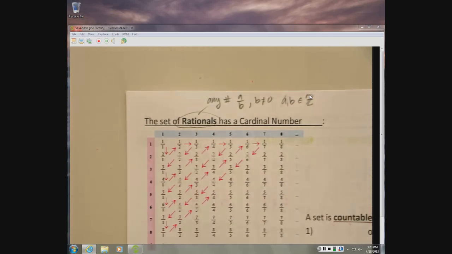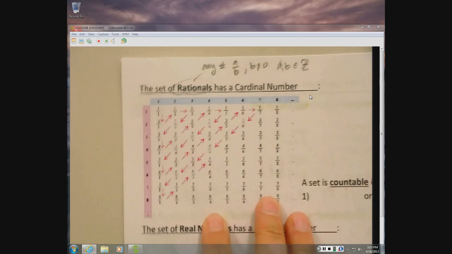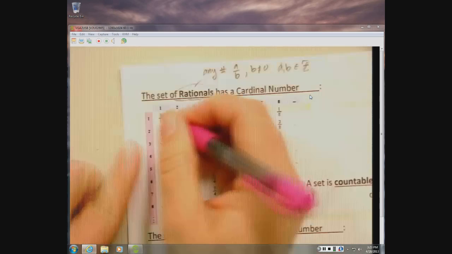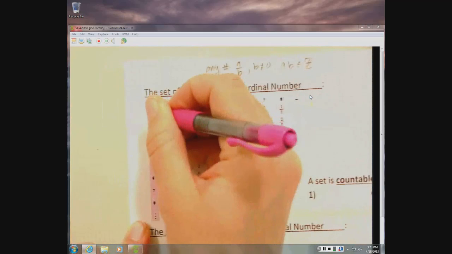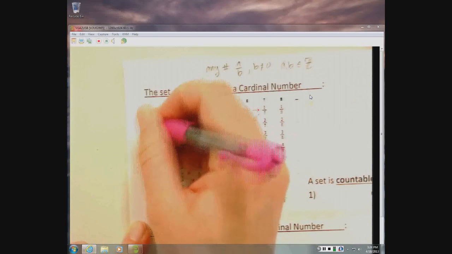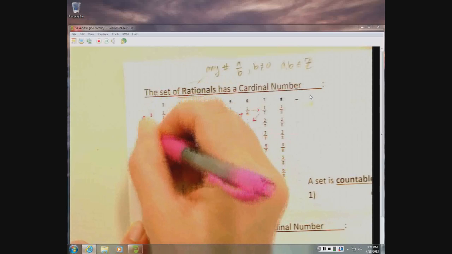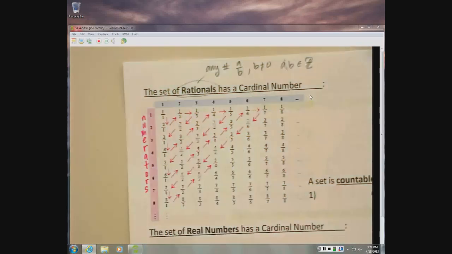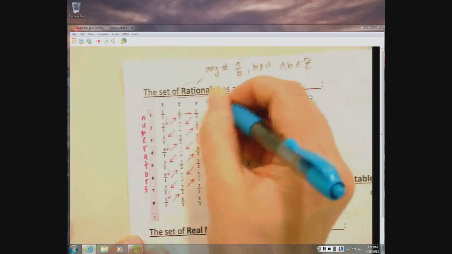So what we have here is a systematic way of laying out all of the rational numbers. And what we're saying is, okay, I'm going to have these numerators, 1, 2, 3, 4, 5, 6, 7, 8, and so on. These are going to represent my numerators. And then along the blue, we're going to have this represent the denominators.